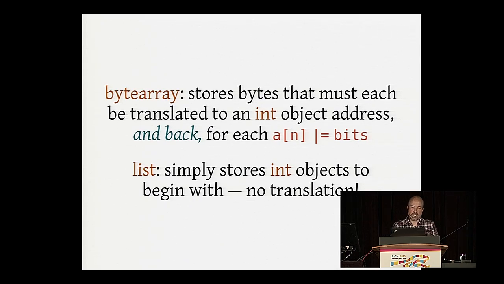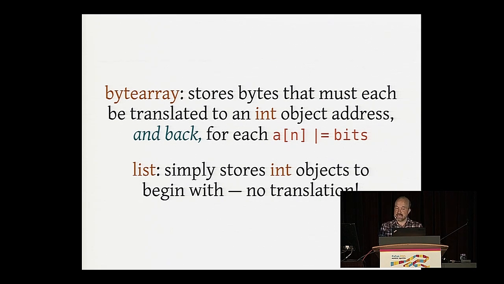Why? Well, think of what the bytearray is doing. It's storing real bytes, low level in your computer, that must each be translated into an int object address when the value is being handed out into your Python code, and then when an int object is handed back, it has to be changed back into a simple byte in order to be stored. The list skips all that. It just stores the addresses you give it.